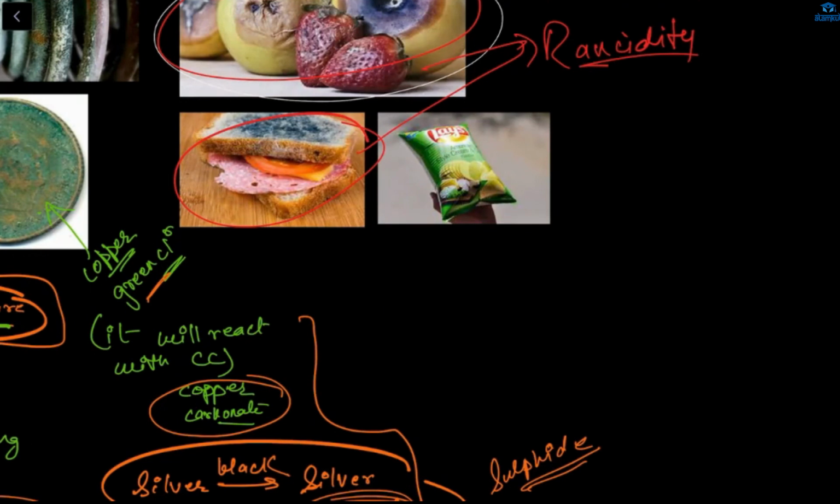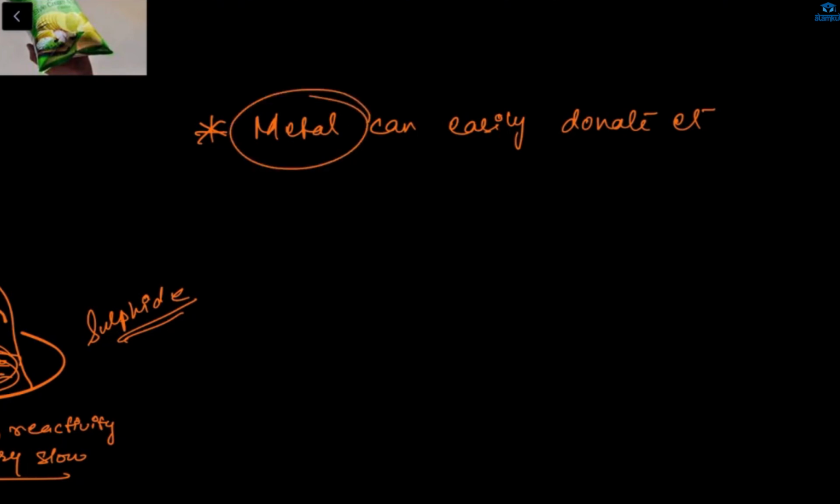Now see, metal can easily donate electrons. Metal has this property of easily donating electrons. When metal is kept in air, there is oxygen and water molecules. Oxygen is like a person who wants a metal to donate an electron. So in our surroundings we have kept metal, and the metal has this property of donating electrons. So obviously, what will happen? The oxygen will react with my metal, because oxygen wants electrons and metal can easily donate electrons.